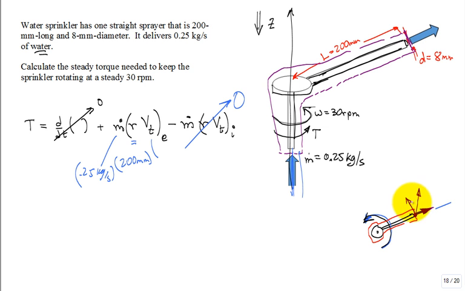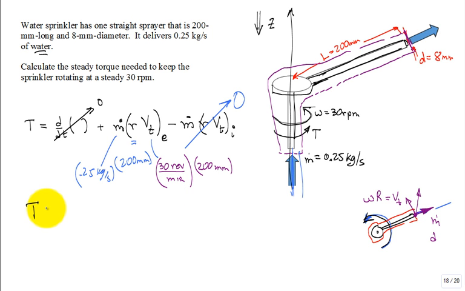So this is V tangential. And V tangential really doesn't depend on what the flow rate is or the diameter is. What does it depend on? V tangential is omega, the rotational speed, times capital R. So in this case, it's omega, the 30 revolutions per minute, times the 200 millimeters. That makes sense?